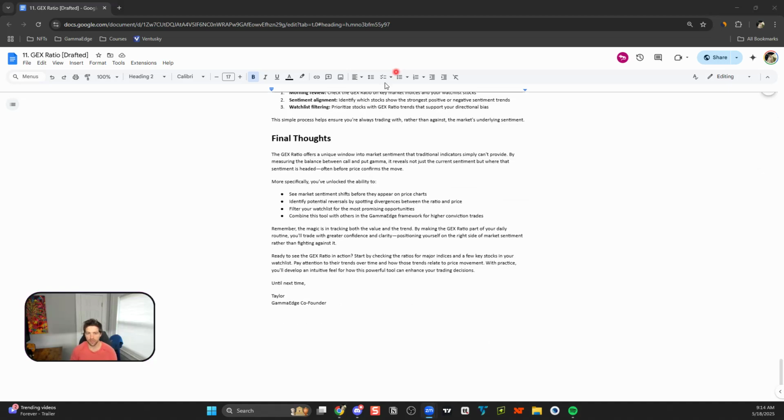And then lastly, wrapping up with final thoughts, the GEX ratio offers a unique window into market sentiment that traditional indicators simply can't provide. By measuring the balance between call and put gamma, it reveals not just current sentiment, but where sentiment is headed, often before price confirms the move. More specifically, through this article, through this lesson, you've unlocked the ability to see market structure shifts before they appear on a price chart. Think the Apple and NVIDIA examples that we went through.